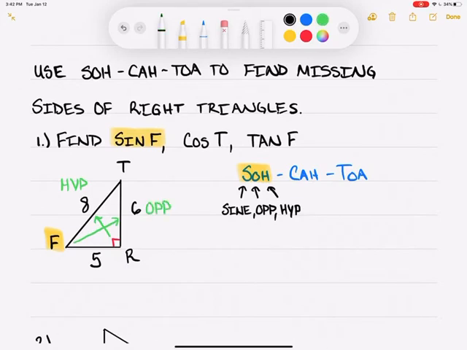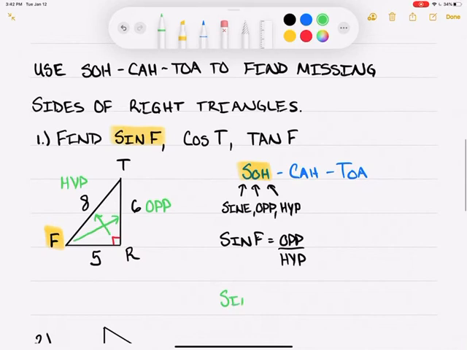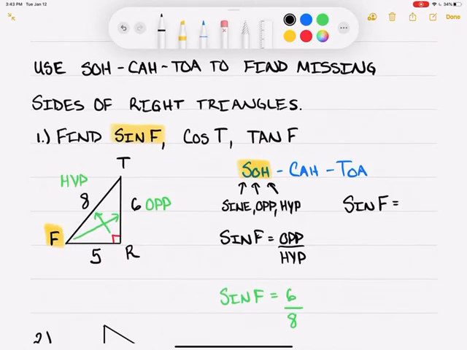So what this means is the sine of F should equal the opposite leg divided by the hypotenuse. Or in other words, the sine of angle F is equal to 6/8. And the sine of F can be reduced. 6 divided by 8 can be reduced to 3/4. So that would be the sine of F, 3/4.